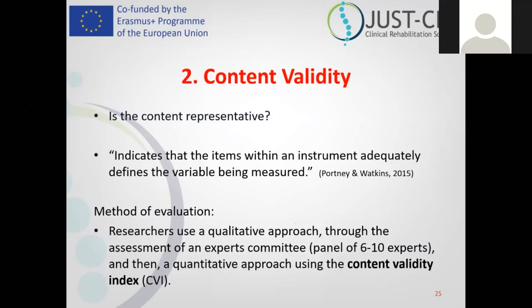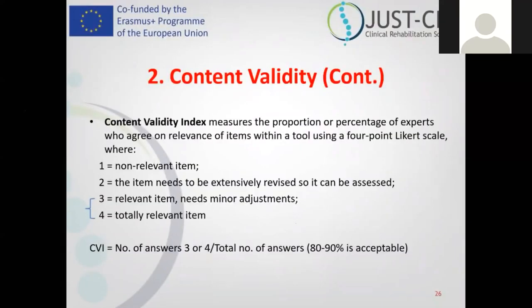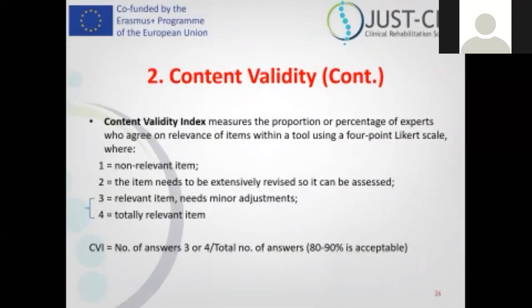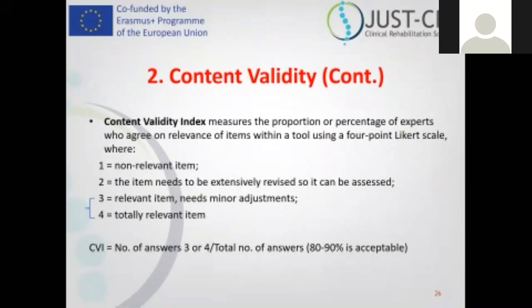Then the quantitative approach for content validity is done by calculating the content validity index. The content validity index measures the proportion or percentage of experts who agree on the relevance of an item, which is scored on a scale of 1 to 4, in which 1 means a non-relevant item, whereas 4 means a totally relevant item. So assuming that we have an outcome measure with 10 items, and one of the experts scored these items, we need at least a score of 3 or 4 for each item in order to be considered an acceptable score.